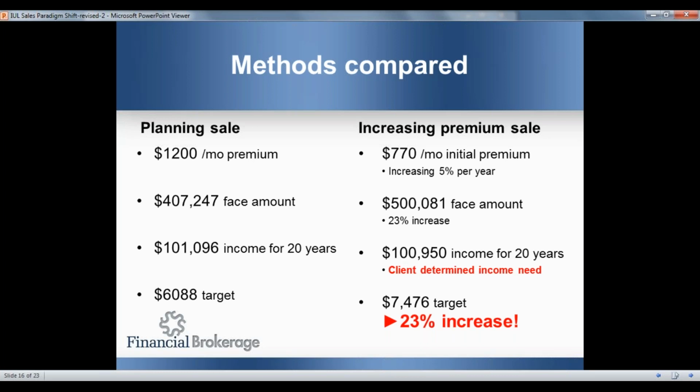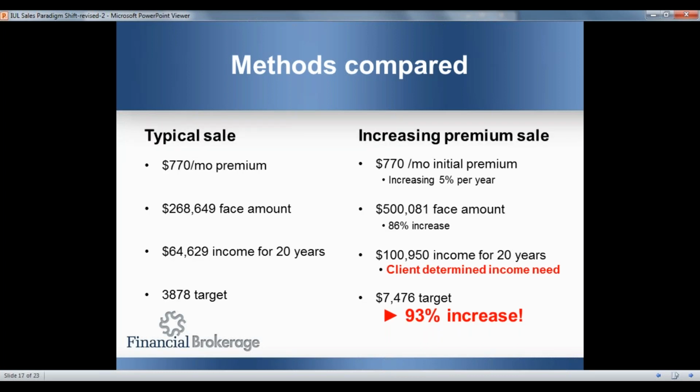Our income is exactly where they wanted it to be. We're still giving them $100,000 projected. But look at this. Our commissionable target has now gone up again. Instead of getting paid on $6,000, you're getting paid on almost $7,500, a 23% increase, right? Just by helping the client out a little bit more and doing a little bit more work.